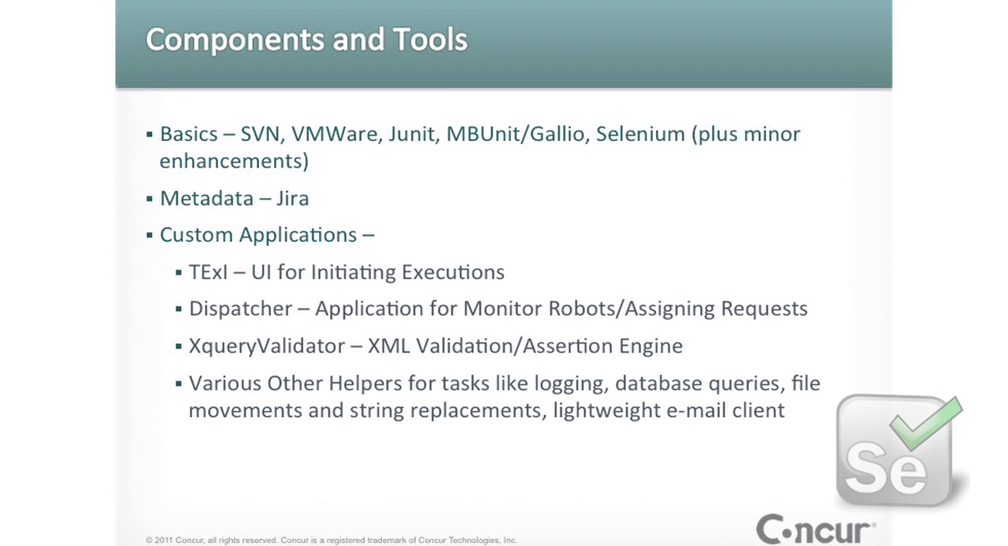So some of the components, we've already mentioned some of these: SVN, VMware, JUnit, all of those I mentioned, Selenium plus some minor enhancements. Something that's a little interesting that we do, or a little different, maybe a little bit odd, some people might say. We use Jira as our defect tracking. We also use Jira for our metadata about our test suites.